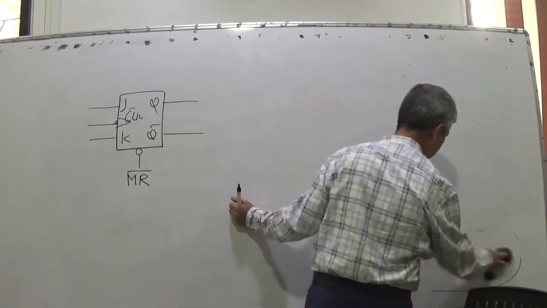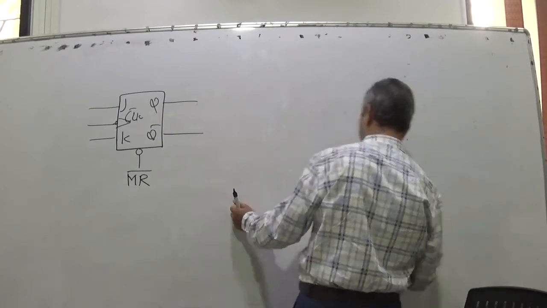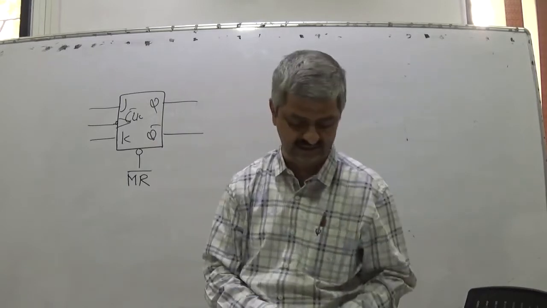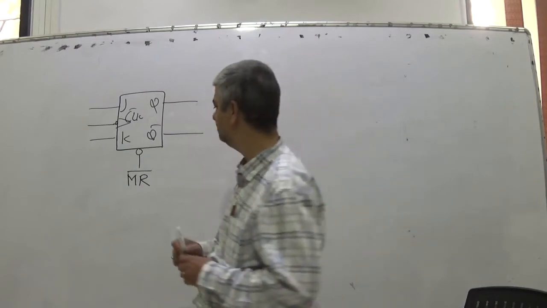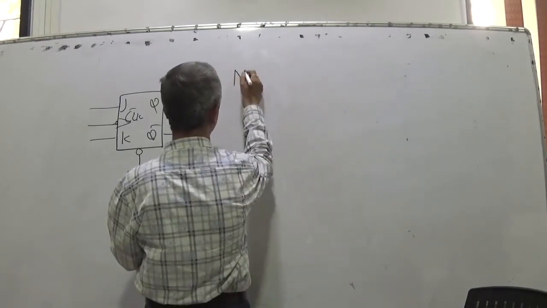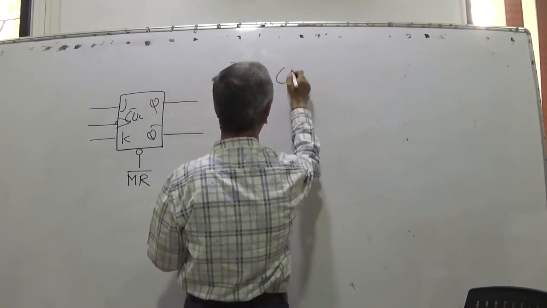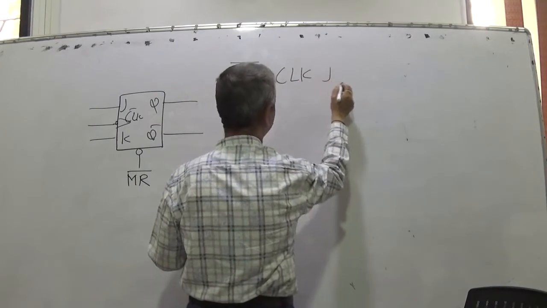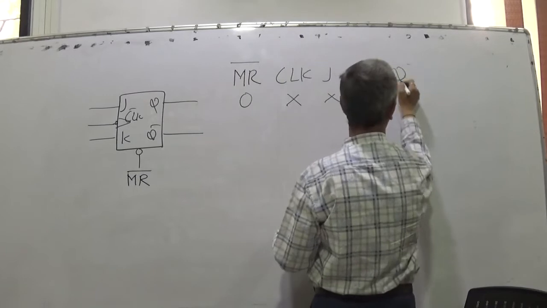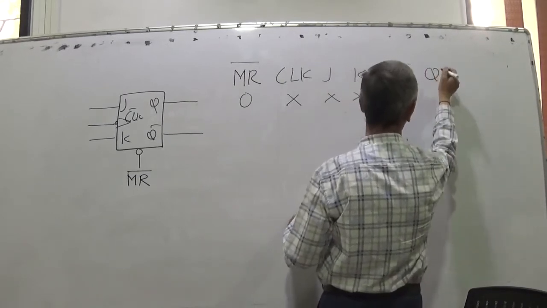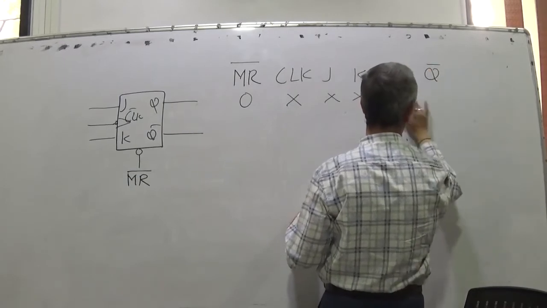Master reset input forces the flip flop to go to the reset state. The master reset input is active low. So when it is 0, all other pins are not checked. They can be anything, nothing happens. Q becomes 0 and Q dash, in my list I use Q dash, but let it be Q bar, this becomes 1.